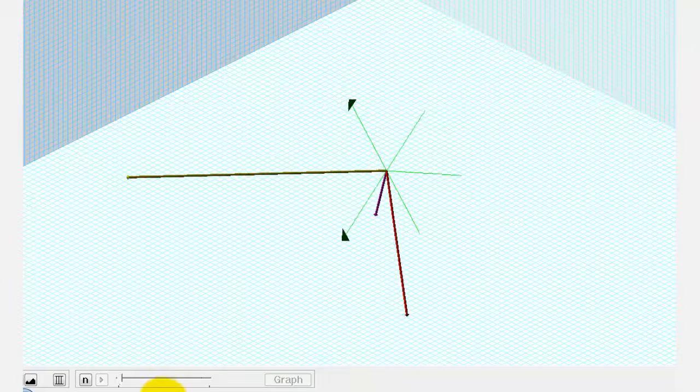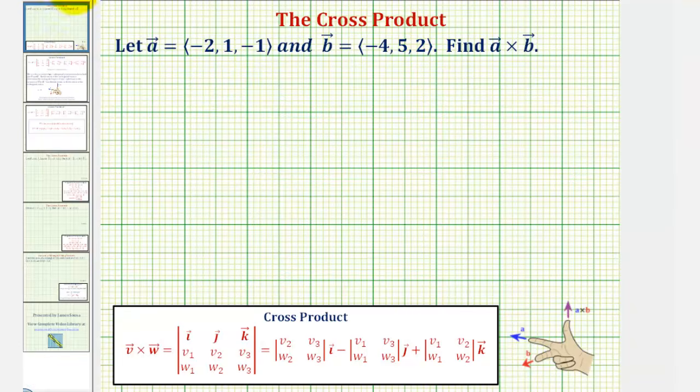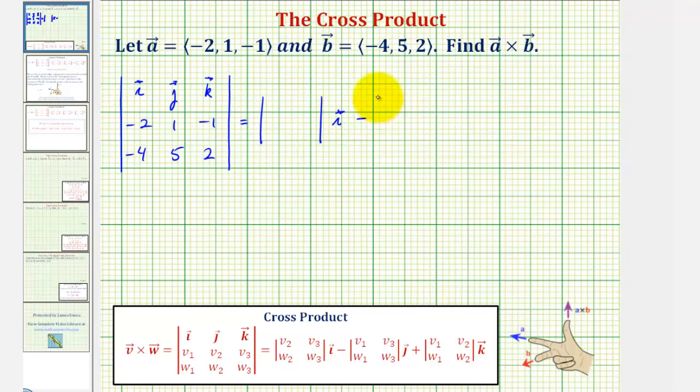Now let's find our cross product. Again, we'll set this up as a 3x3 determinant, where the first row will be the unit vectors i, j, and k. The second row will be the components of vector a, so we have -2, 1, -1. The third row are the components of vector b, -4, 5, and 2. Now to evaluate this, we'll have a 2x2 determinant times a unit vector i minus a 2x2 determinant times the unit vector j plus a 2x2 determinant times vector k.